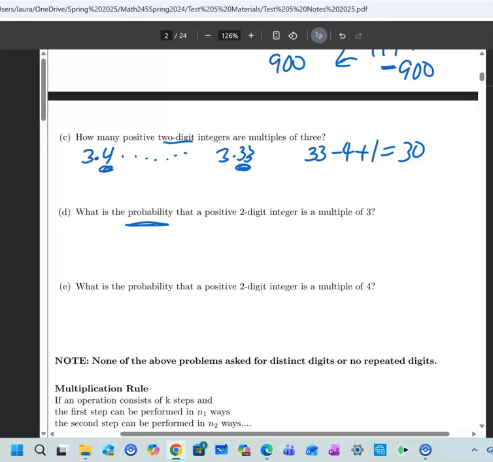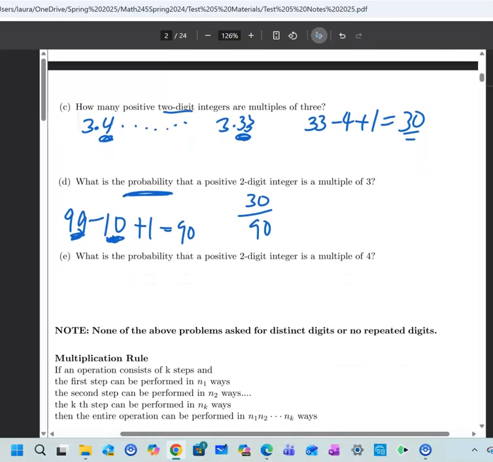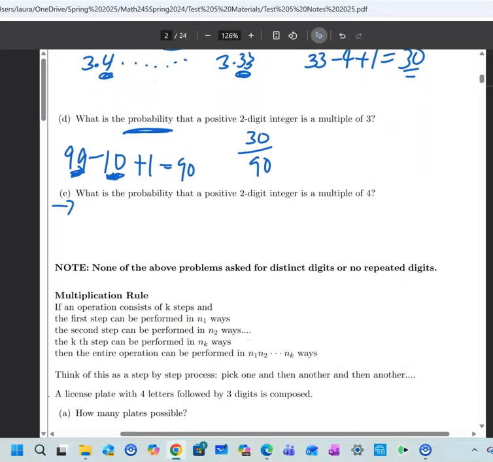So what's the probability that it is a multiple of 3? Again, 30 will be the numerator of our fraction. And how many two-digit numbers are there? Well, 99 minus 10 plus 1, right? Because 99 is the largest two-digit number, 10 is the smallest two-digit number. So this gives us 90. That's your denominator.